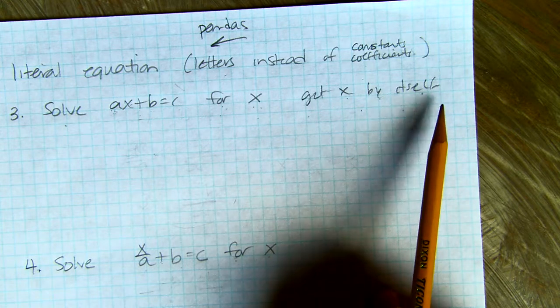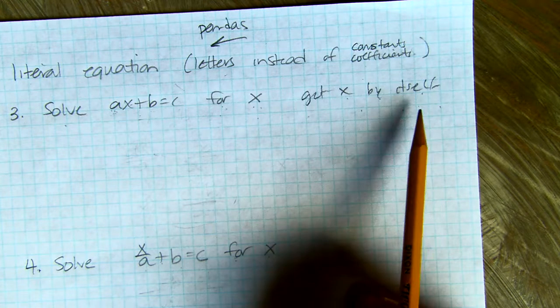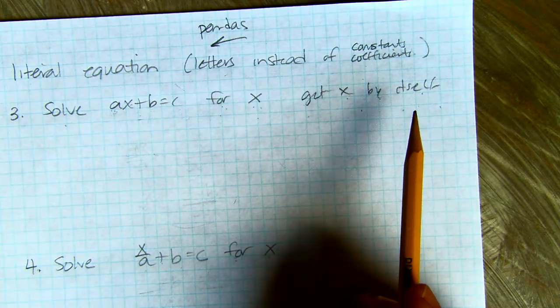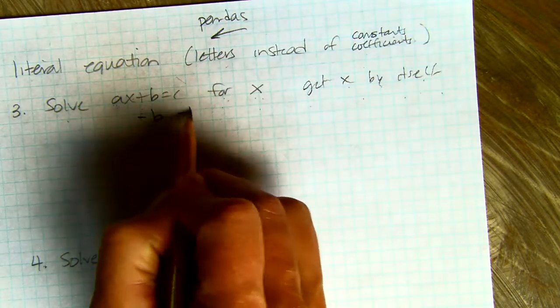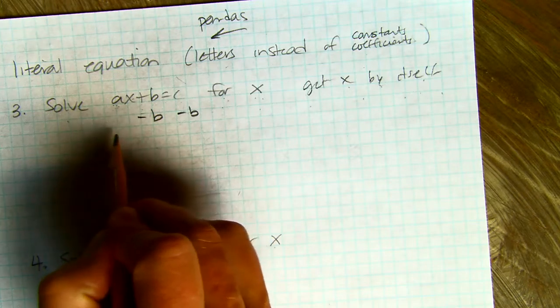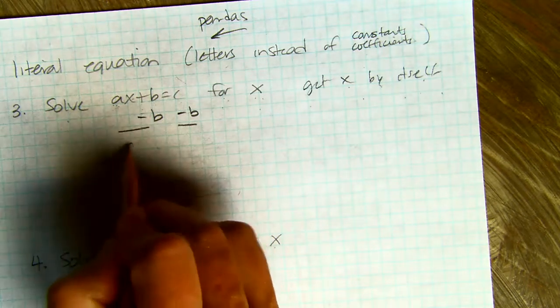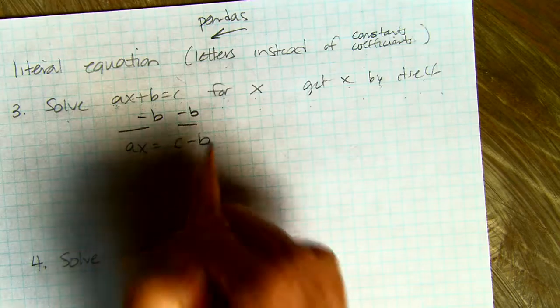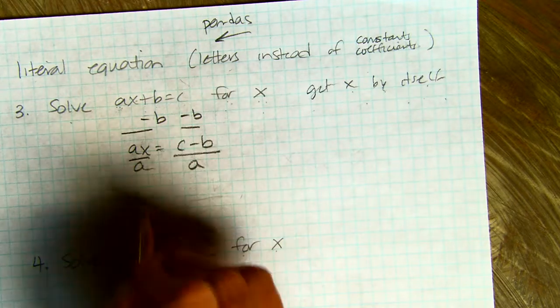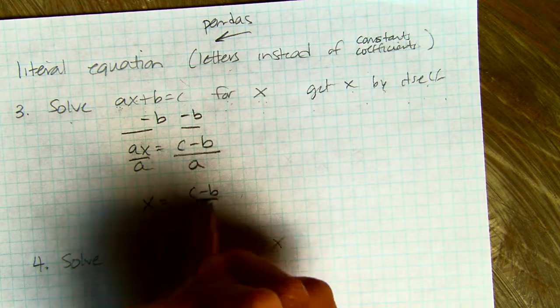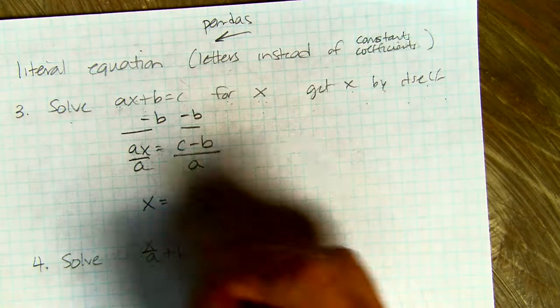Get x by itself. All right, so how would I get x by itself? First, subtract b from both sides. And I would get ax equals c minus b. And then how do I get x by itself? Divide both sides by a. So x equals c minus b over a.